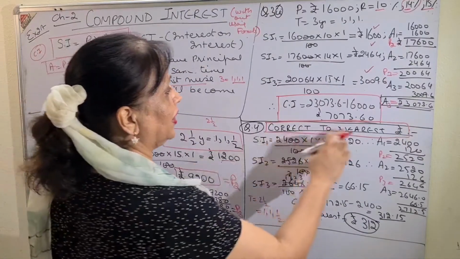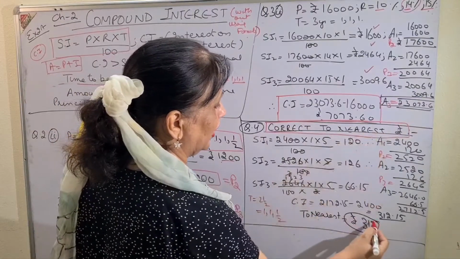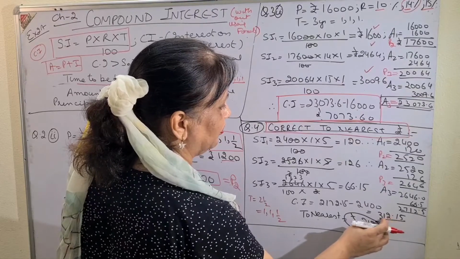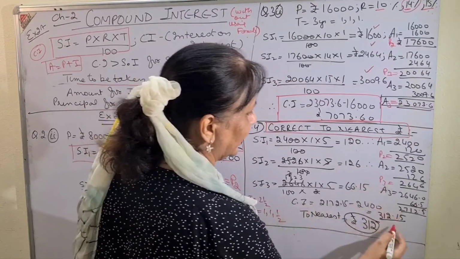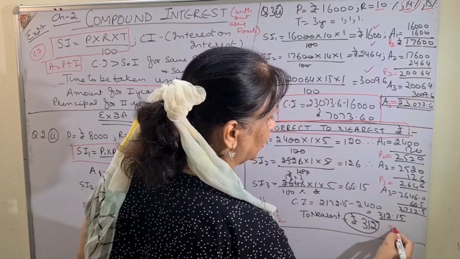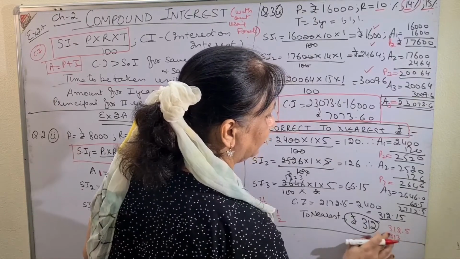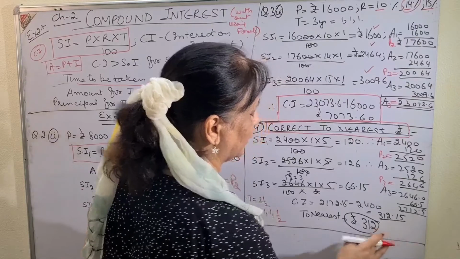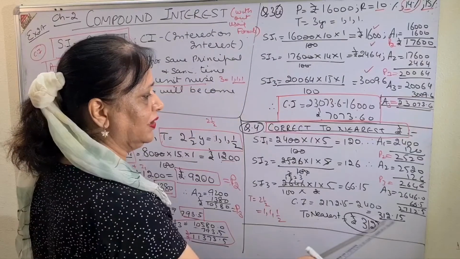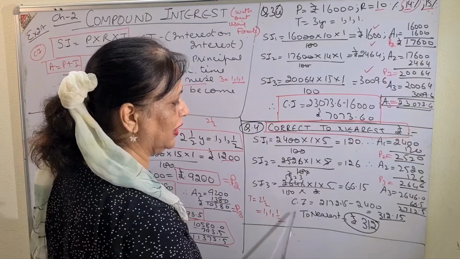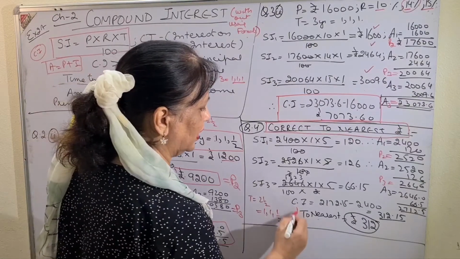See, correct to the nearest rupee means you will only take the integral part. Integral part means the numbers before the decimal. In case it was 312.5, then you would write 313. If it is 5 and above, then you round off to the next number. Otherwise, it was 312.15, so the answer is rupees 312 to the nearest rupee.